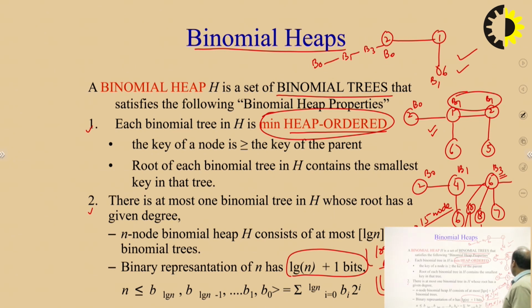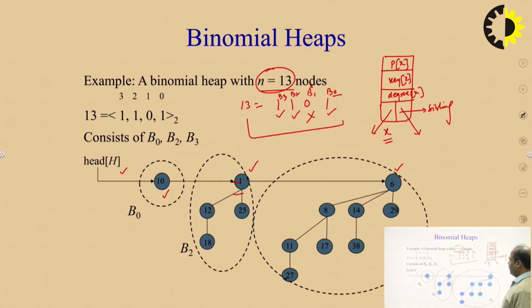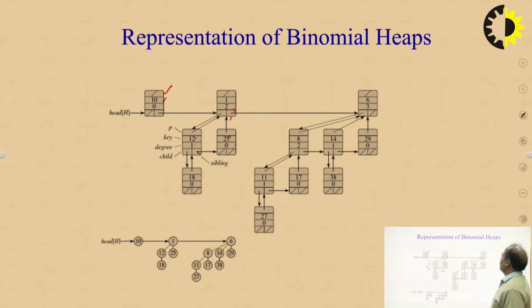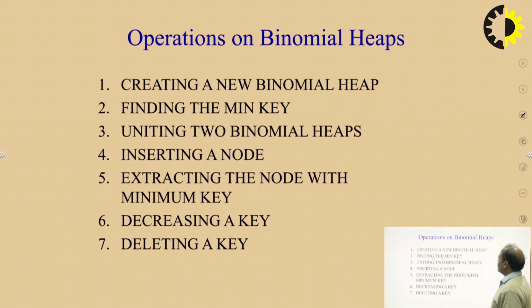Log 2 15 is less than 4, since 16 is 2 to the power 4, so this is 3 plus 1. So a maximum of 4 bits will be required to represent the binomial heap with 15 nodes. So this was the introduction of the binomial heap. You have seen the representation.